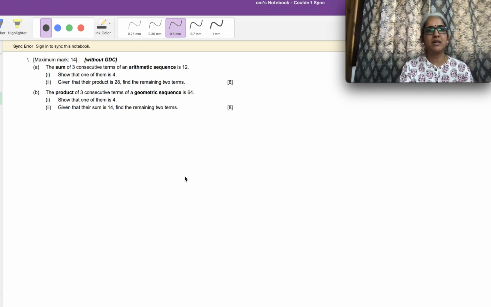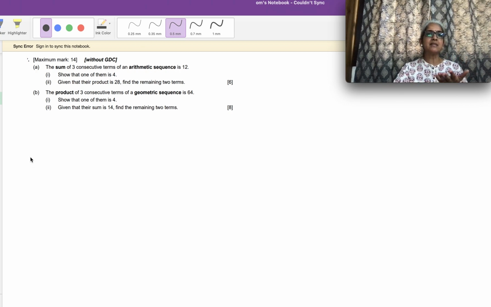Arithmetic and geometric sequence, let's see a comparison of both of them. The question helps us do that comparison. So the question says the sum of three consecutive terms of an arithmetic sequence is 12. Now these are consecutive terms, and arithmetic sequences are terms which have a common difference between them, right?